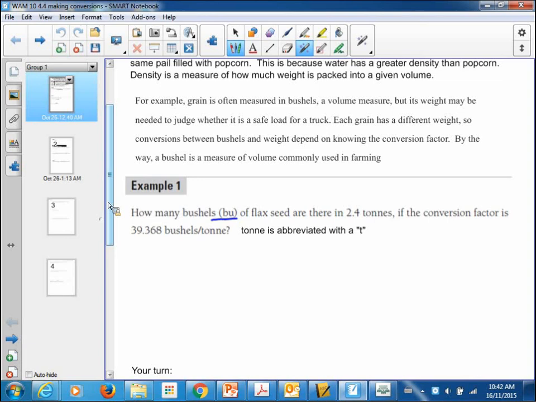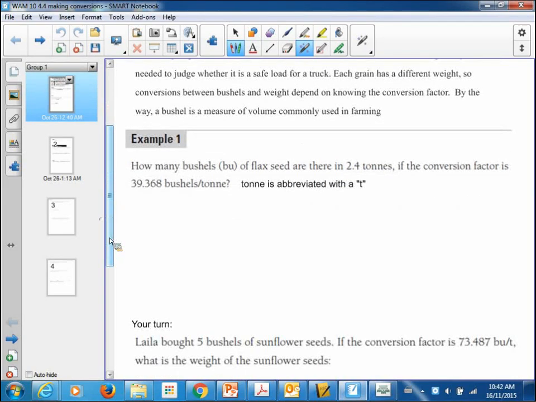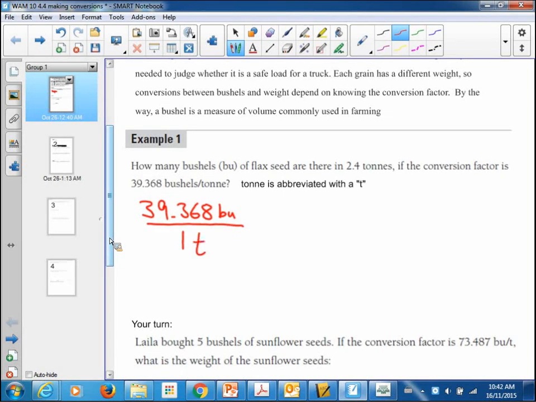How many bushels, BU, of flaxseed are there in 2.4 tons? And that's a metric ton. The conversion factor is given, 39.368 bushels per ton. Remember small t for ton. Here's how we go about doing it. We put it into a fraction: 39.368 bushels per 1 ton. We want to know how many bushels of flaxseed, so X, that's the bushels, in 2.4 tons.